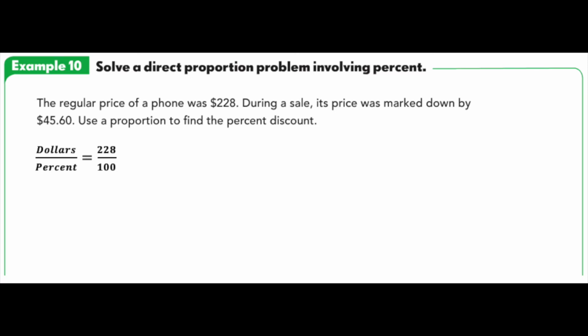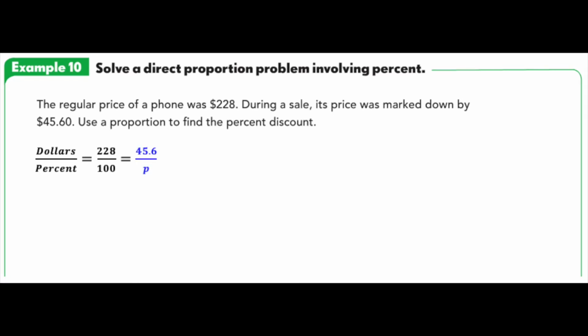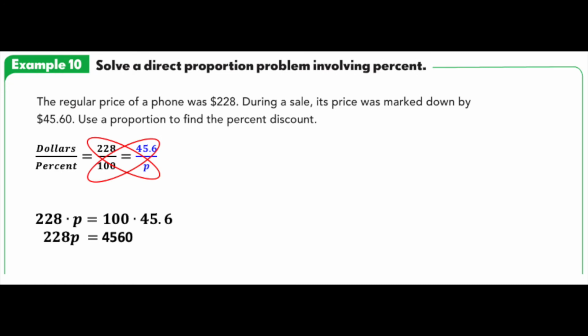We will then write a ratio that is equivalent to this using the $45.60 and the percent that we're trying to find. So we're trying to figure out what percent of $228 is $45.60. We could set this up as 45.60 over P. We will then cross multiply or use cross products.